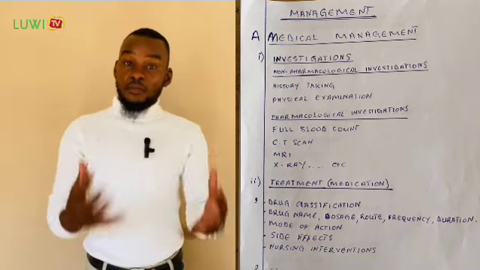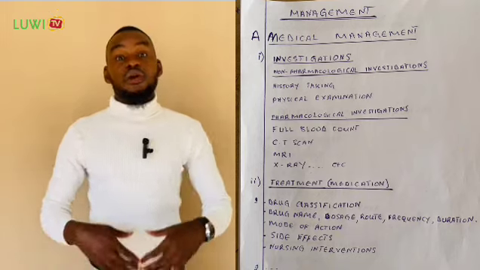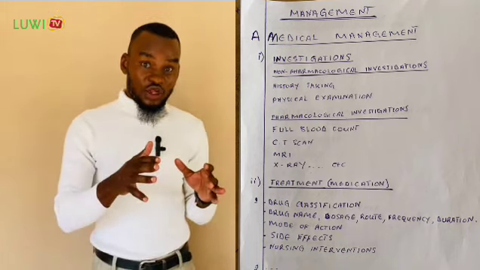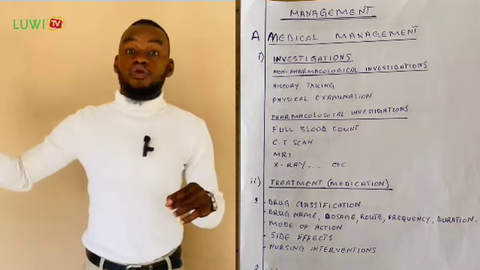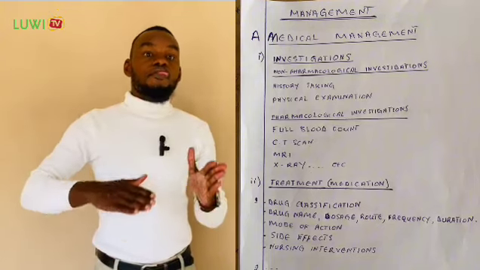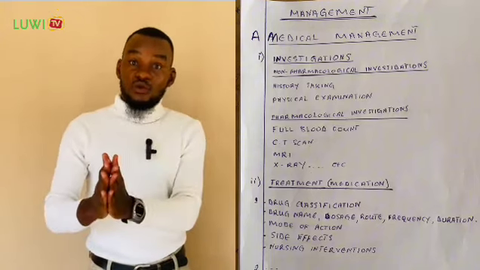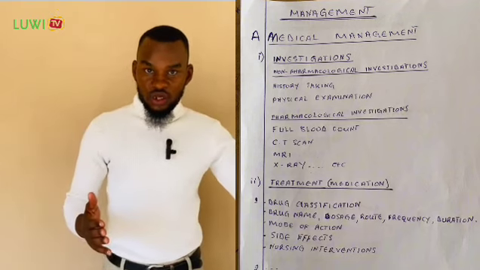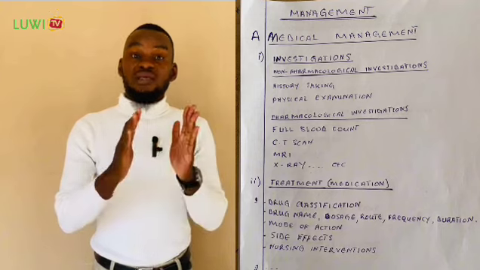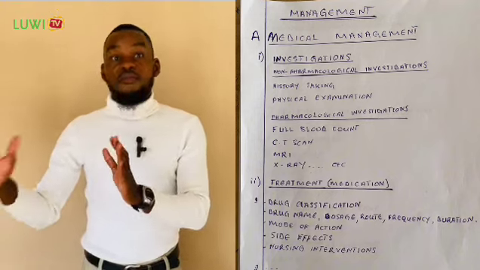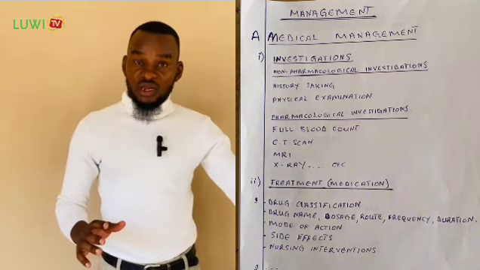For the pharmacological investigations you can do a full blood count. It's very much cardinal. When you do an investigation, make sure you put a rationale. In nursing, we always put a rationale. So for the full blood count, relate it to the STEM question. You can also do a CT scan, and while you are doing it, make sure you relate this to the STEM question.